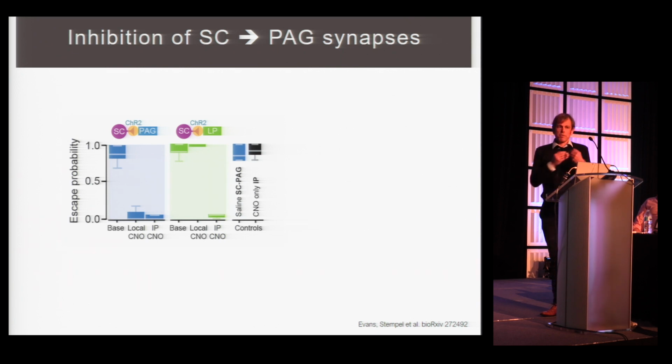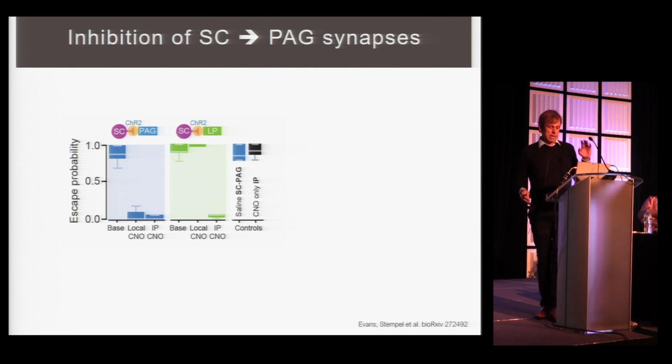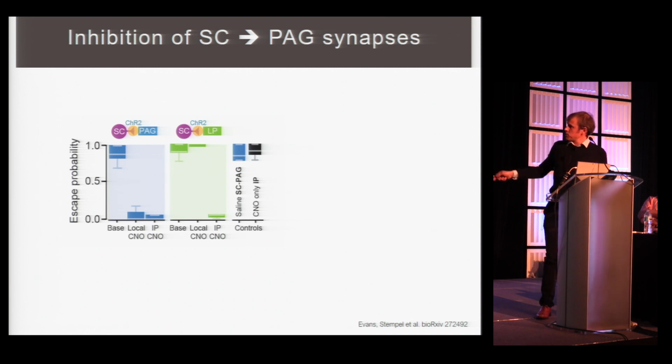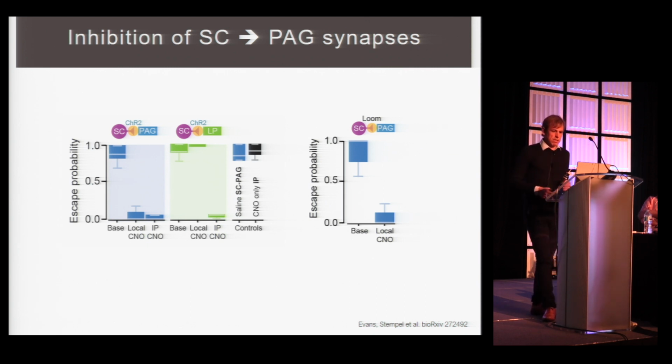Local block of the SCPG connection actually leads to almost complete abolition of the escape response, which is of similar magnitude to blocking all of the synapses using an IP injection of CNO. And this is definitely not the case for blocking another synapse. And we have done all of the controls for unspecific effects of CNO. And these experiments were done with channelrhodopsin stimulation. They also block escape responses to sensory stimulation.